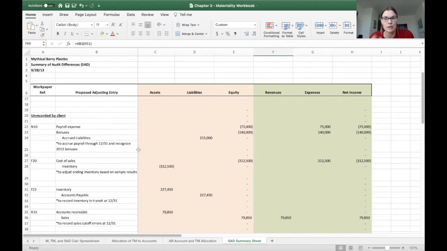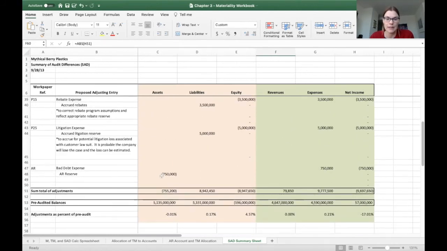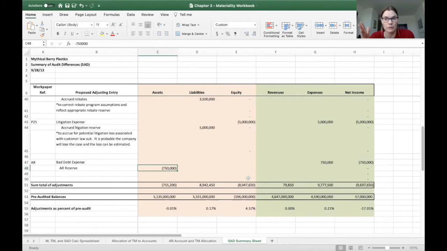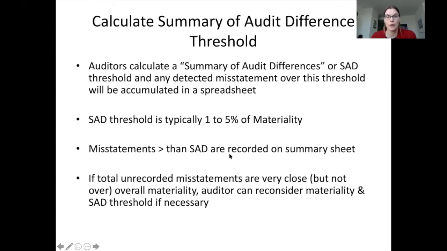As you can see, this spreadsheet is really trying to keep track of the major errors we found during the audit. If I only found a difference of $10, it would be a waste of my time and a waste of the client's time to put it on this spreadsheet and harp over it and act like it's a big deal. So that's why we have this SAD threshold to compare our differences to, to figure out, do I care about this difference enough to pull it onto my SAD summary sheet, or summary of audit differences? Okay, and so you'll notice here on this slide, we have this last point that says if total unrecorded misstatements are very close but not over materiality, we could reconsider the materiality and SAD threshold if necessary.